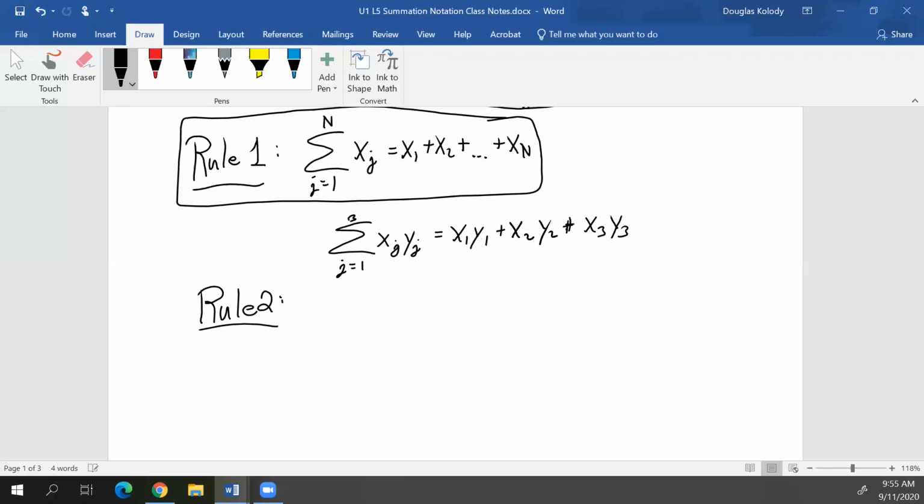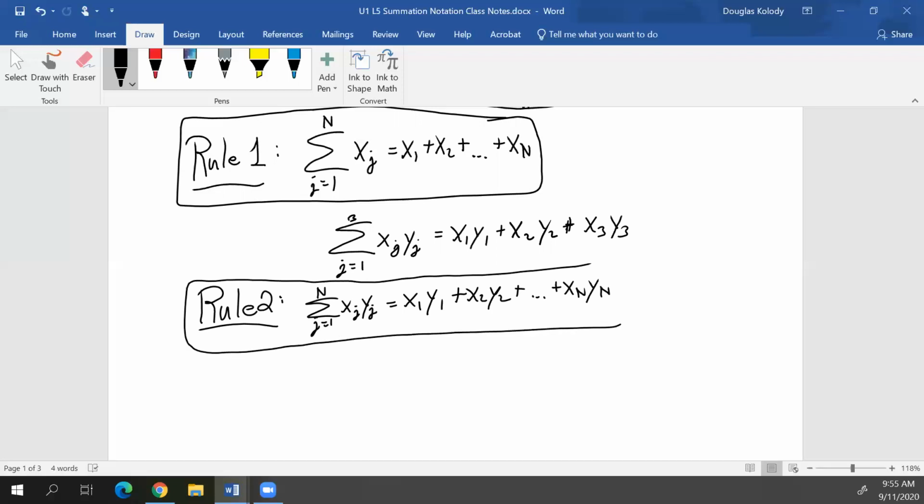Some might call it the product rule. The sum as j goes from, let's say, 1 to n of x sub j times y sub j is just x sub 1 y sub 1 plus x sub 2 y sub 2 plus ... plus x sub n times y sub n. By the way, are we restricted to only the product of 2 terms? No. You could take x sub j, y sub j, z sub j. You can do as many terms as you desire, multiplying together. So rule number 2 is about multiplying terms and then summing them up.